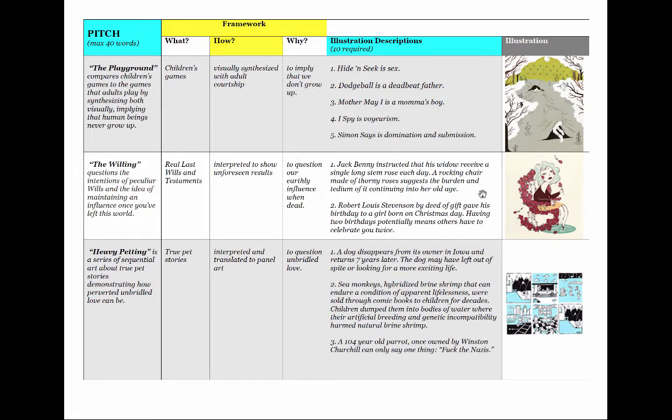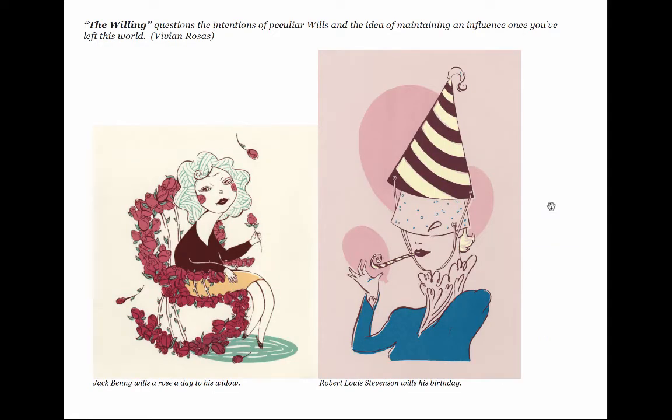One of the examples she gives is about Jack Benny, who instructed that his widow receive a single long stem rose each day. A rocking chair made of thorny roses suggests the burden and tedium of it continuing to her old age. And again, here is a final image that was generated from that particular illustration description, along with an accompanying illustration that had to do with Robert Louis Stevenson, who willed his birthday to a young girl, and that young girl then had the burden of celebrating her birthday twice a year.